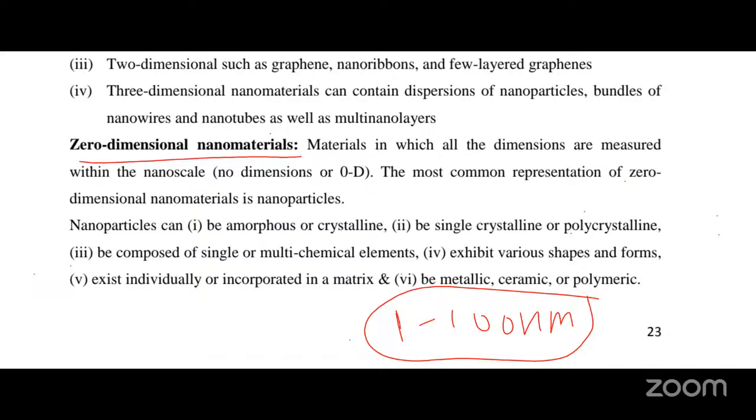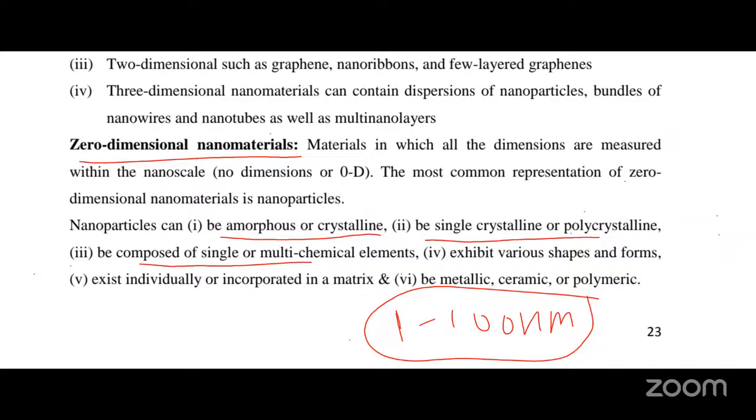Nanomaterials, nanoparticles. These nanoparticles can possess various properties, so let us go through all of them. Amorphous or crystalline. Next, single crystalline or polycrystalline.